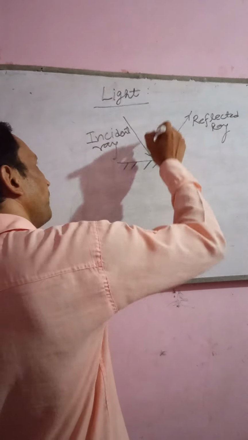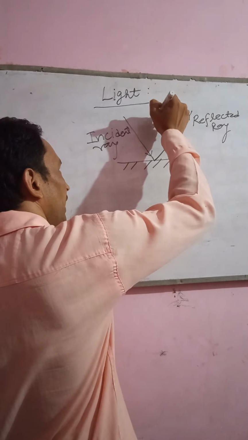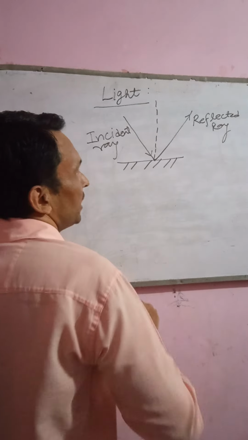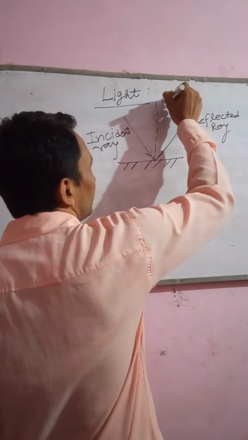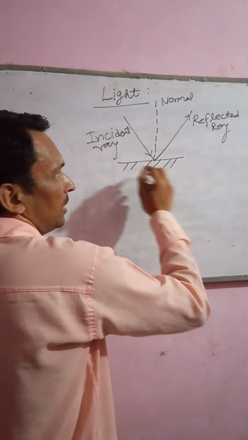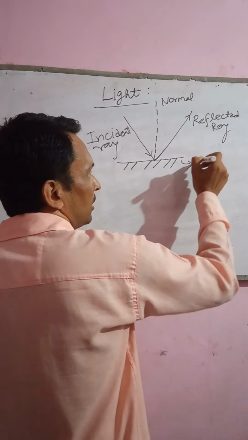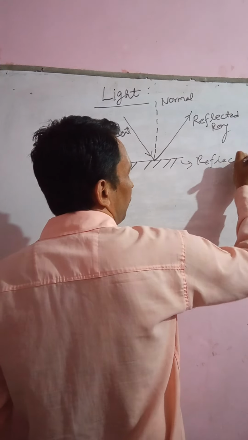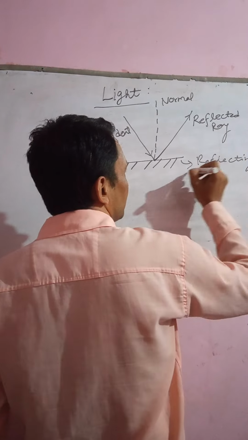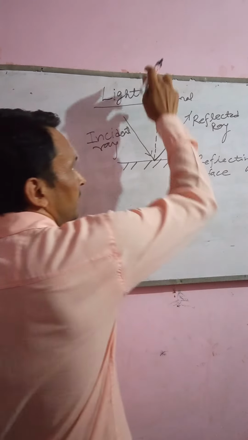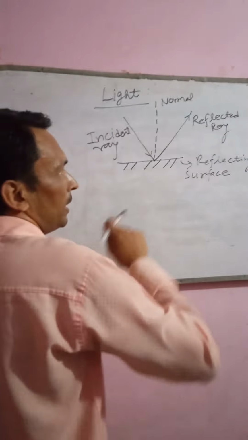And if we draw a perpendicular on that, this imaginary line is known as the normal. The normal is perpendicular to the surface. This is a reflecting surface, and this normal is just perpendicular to the reflecting surface.